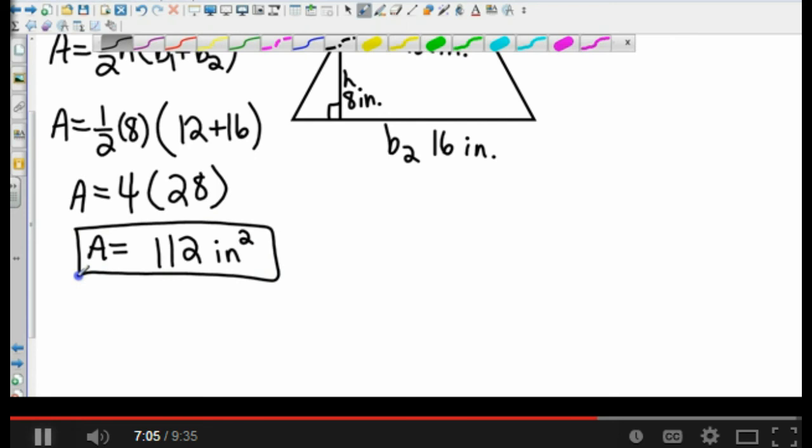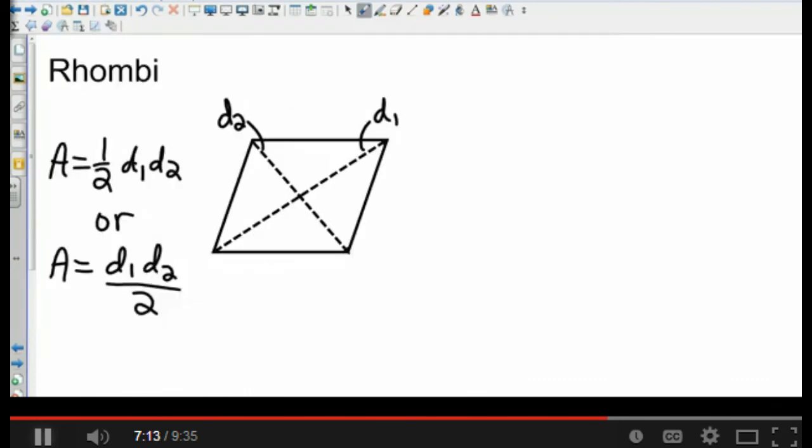So that's trapezoids. Let's move on to rhombi, or two rhombuses, depending on how you would like to say that. We're going to use the same formula for rhombi and kites, because if you turned a rhombus sideways, it would look like a kite. The area for a rhombus and a kite is 1/2 of diagonal 1 times diagonal 2, or you can take diagonal 1 times diagonal 2 and divide it by 2, however you would like to do that.